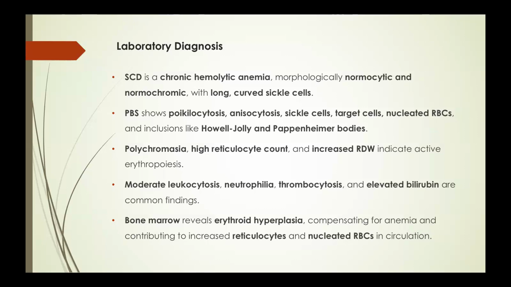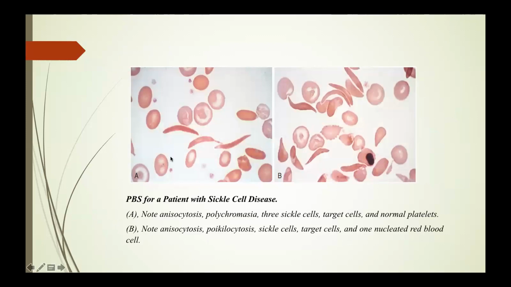So bone marrow examination will show erythroid hyperplasia because of compensation, of course, and compensation of anemia will bring reticulocytes and nucleated RBC into general blood circulation. So in blood circulation, there will also be nucleated RBC, and the reticulocyte count will be high. So that's how it should look. And the hallmark of diagnosis of sickle cell disease is the presence of target cells and sickle cells.